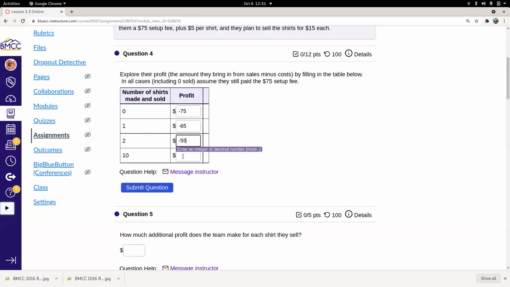And if I sold 10 shirts, that means, right, we sold them for 15, but we had to pay $5 for the shirt. We're making $10 per shirt. So that means I've made $100, but remember, we started off down 75. So I think that's gonna put me at 25. I better whip out a calculator to double check that.